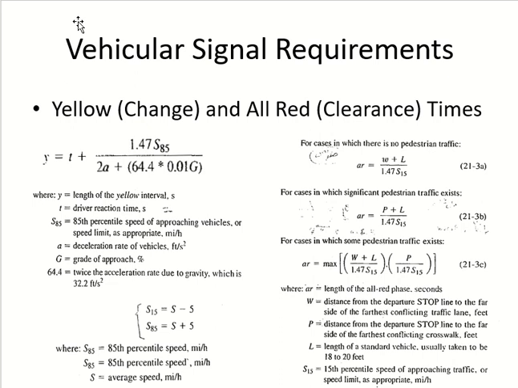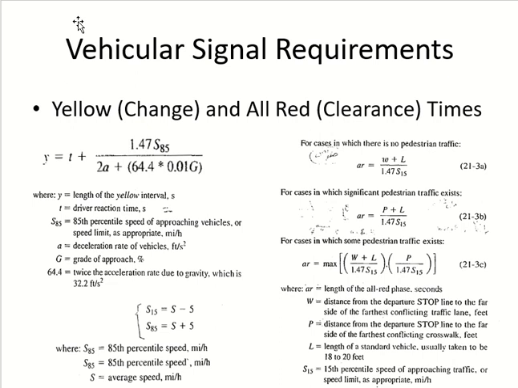Moving on, now we have the all red or the clearance interval. For the clearance interval, you have to look at how many pedestrians are crossing the road, what pedestrian movement you have. If you don't have any pedestrian movement, you will use the first equation, which is used for calculating all red if there are no pedestrians. What do we have? W. W is the distance from the stop line on one side to the stop line on the other side.